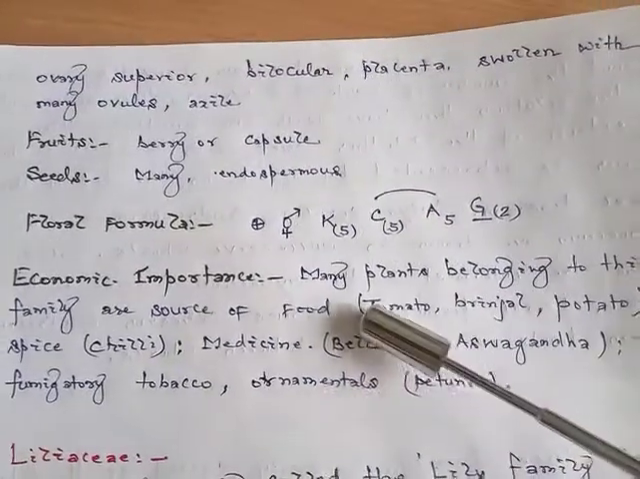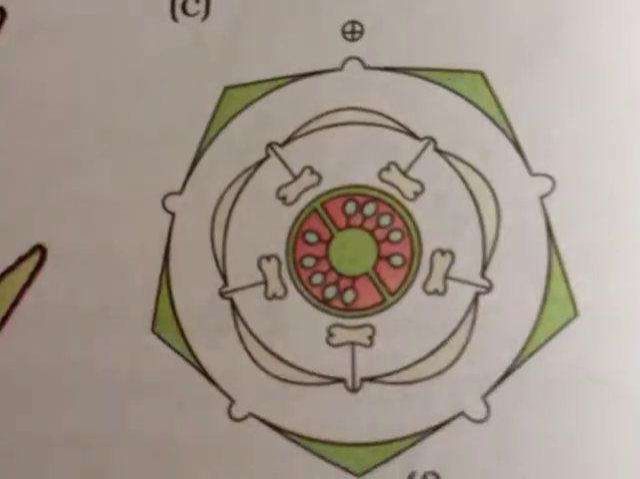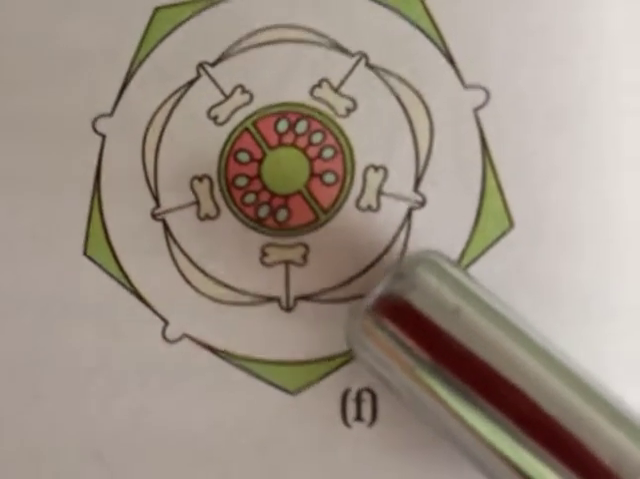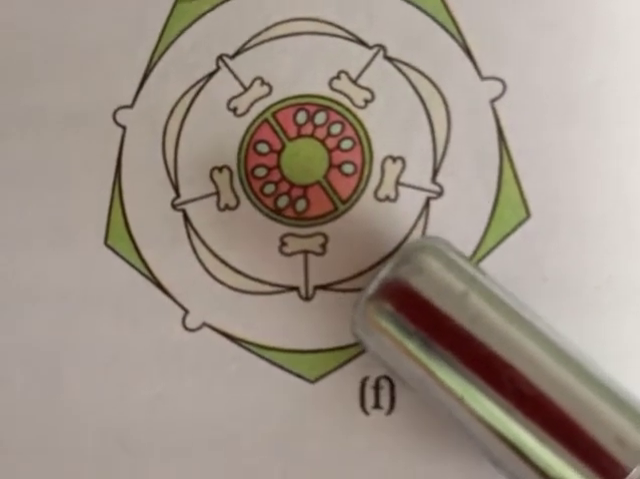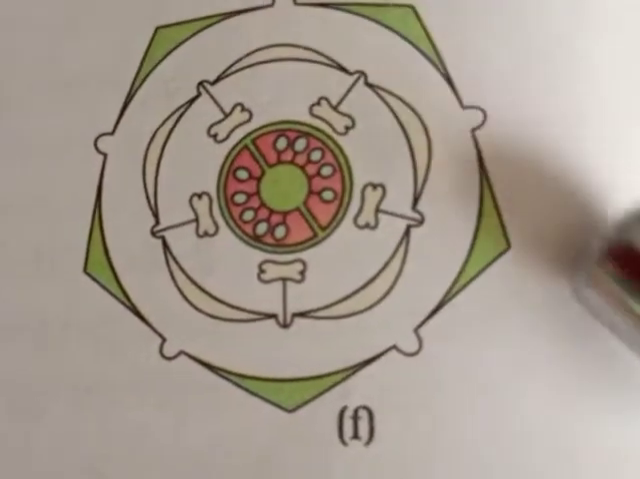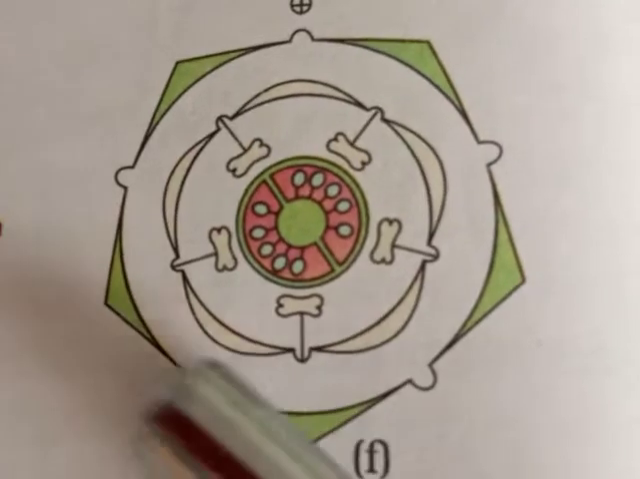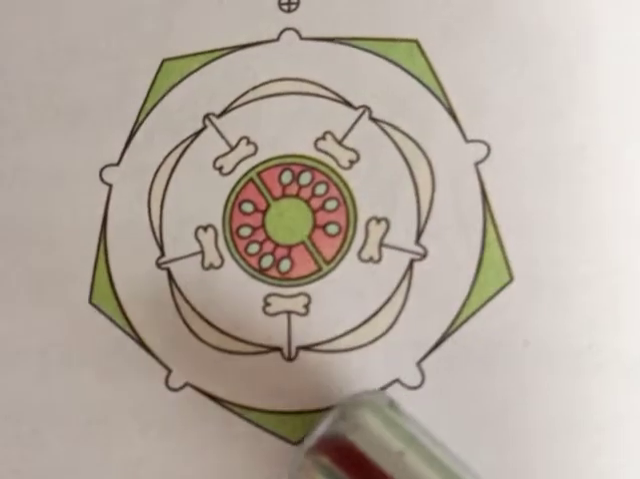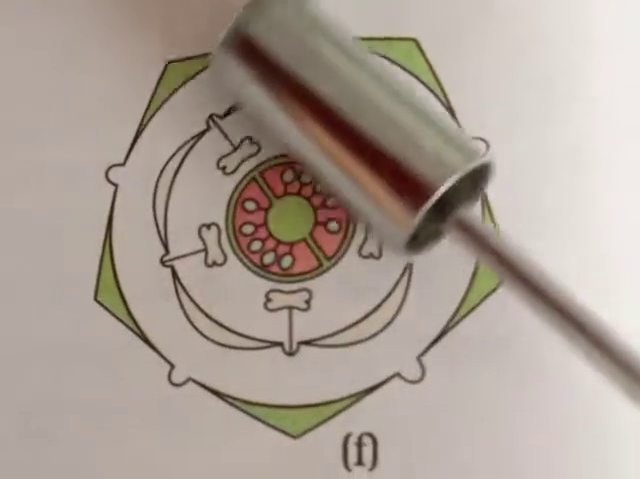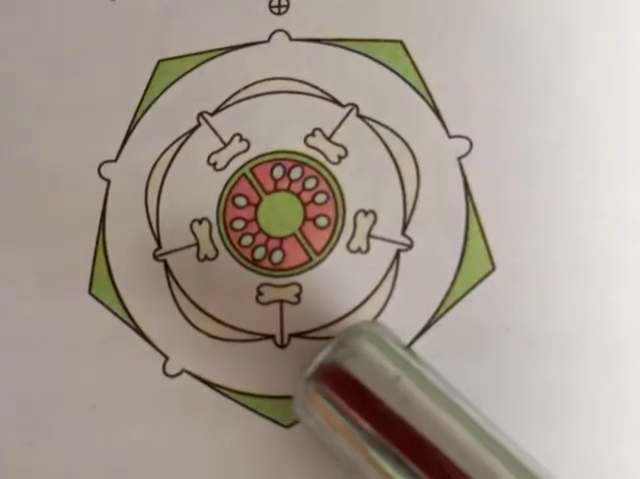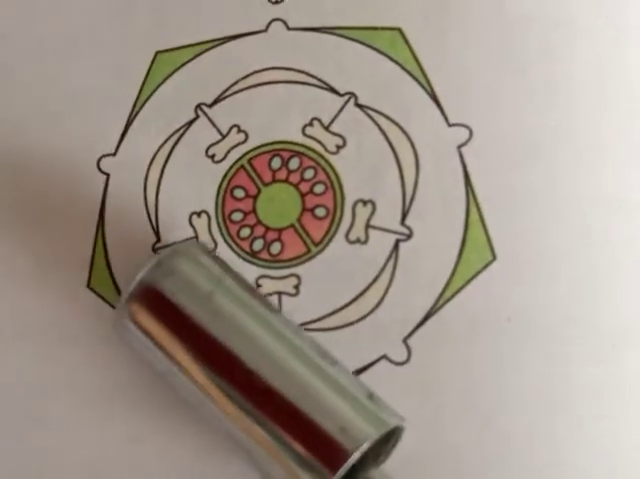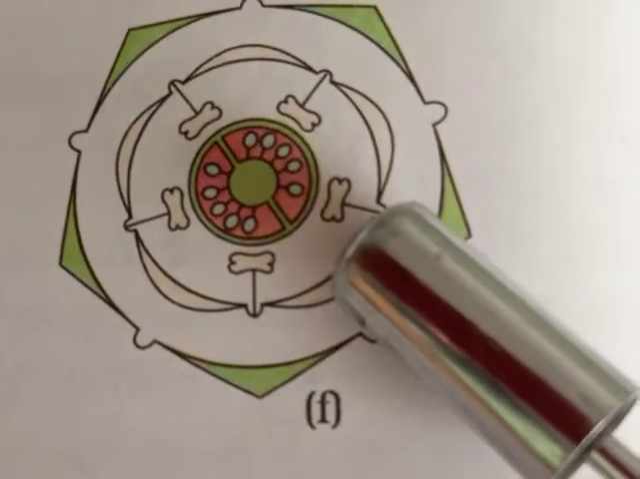If we go for the floral diagram, which has been shown for the Solanum nigrum plant, we may observe the sepals, they have been shown 5 in number with valvate aestivation, and they are fused to each other. The petals were also 5 in number, and the stamens were 5 in number and epipetalous in condition.